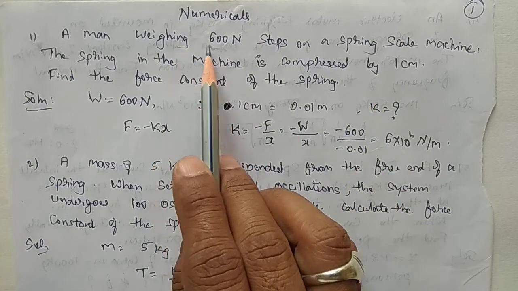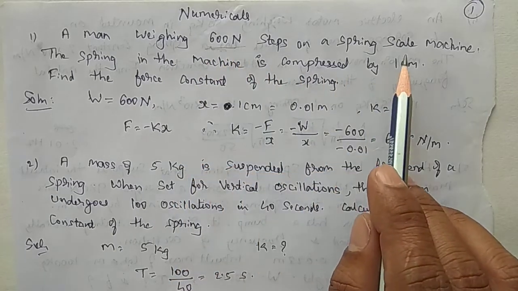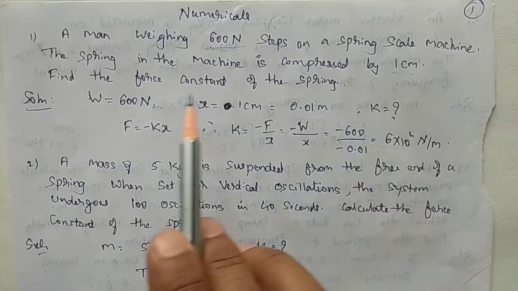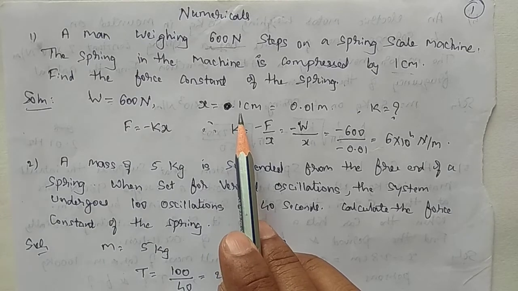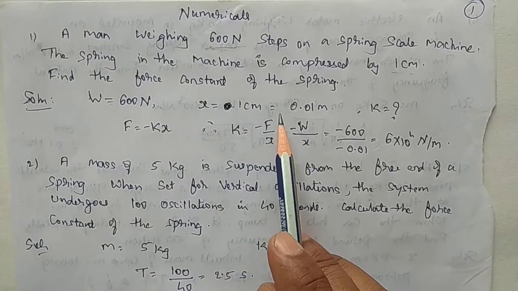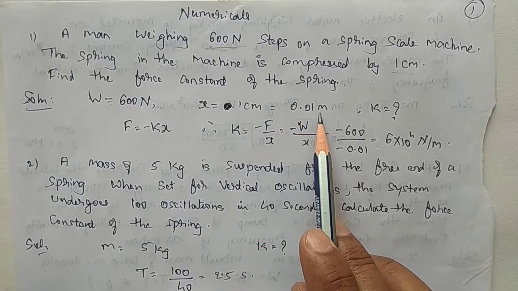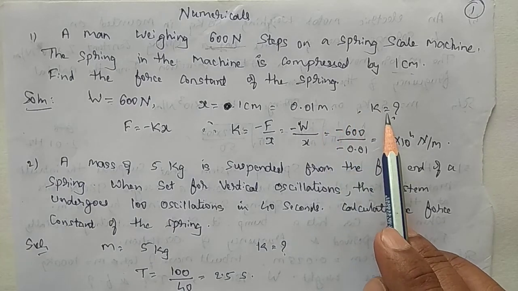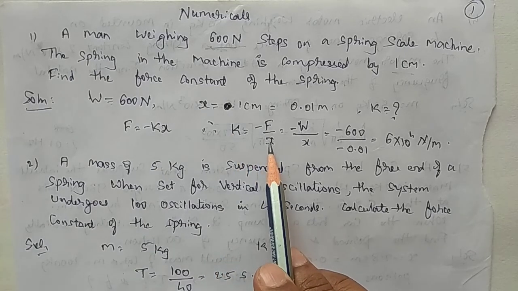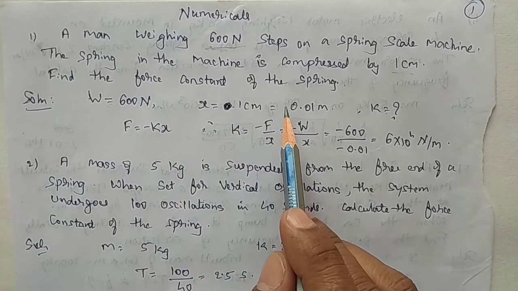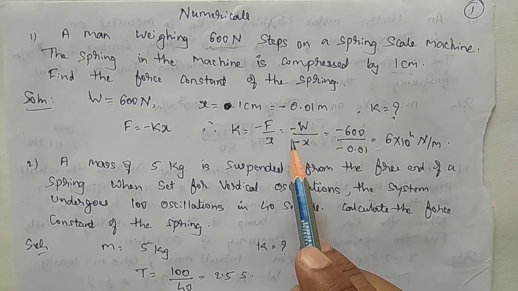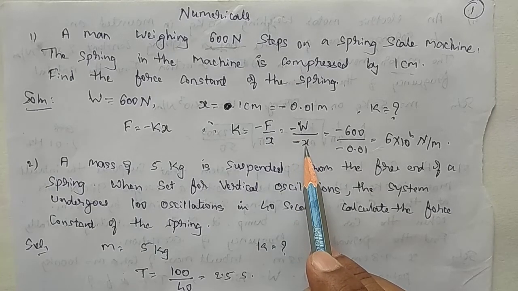A simple numerical is given. The weight of the person is around 600 Newton and the compression which has occurred is of the order of 1 centimeter. So weight is 600 and x is 1 centimeter, or even the displacement x. That 1 centimeter in meters becomes 0.01 meter. At that time, what is the spring constant k? We know that F is equal to minus kx, or k is equal to minus F by x. Anyway, this displacement is negative, so we can take it as minus W by x.